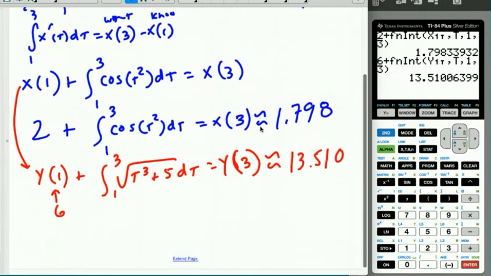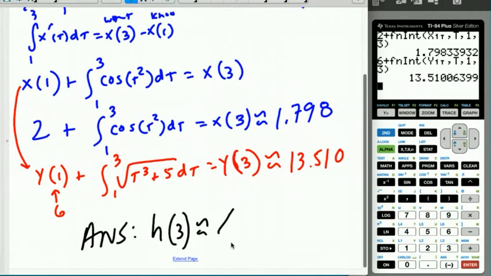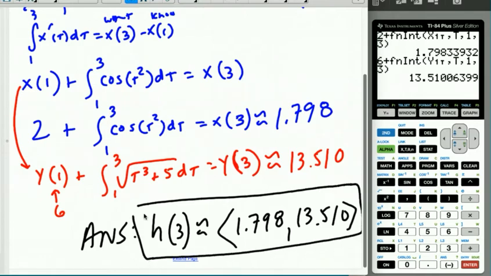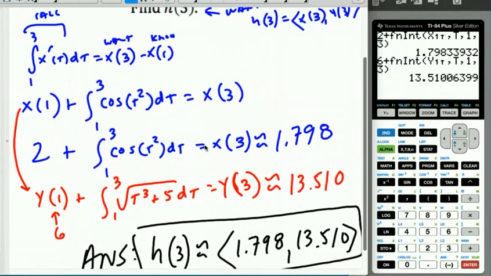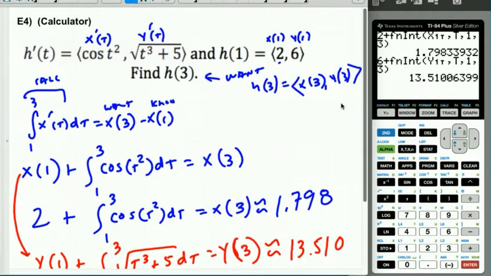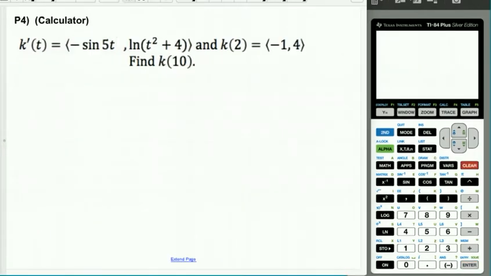So then my answer, right? So for my answer, I need to say that h of 3 is approximately 1.798, comma 13.510, right? Because it's a vector. They asked for the vector. They wanted h of 3. They didn't ask at any point about x of 3 and y of 3. I use that notation myself. So that's the idea. All right, let's do one last problem.